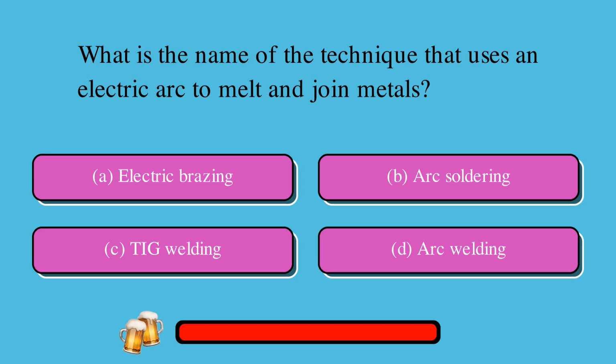What is the name of the technique that uses an electric arc to melt and join metals? Is it A, electric brazing, or B, arc soldering, or C, TIG welding, or D, arc welding? The correct answer is D, arc welding.